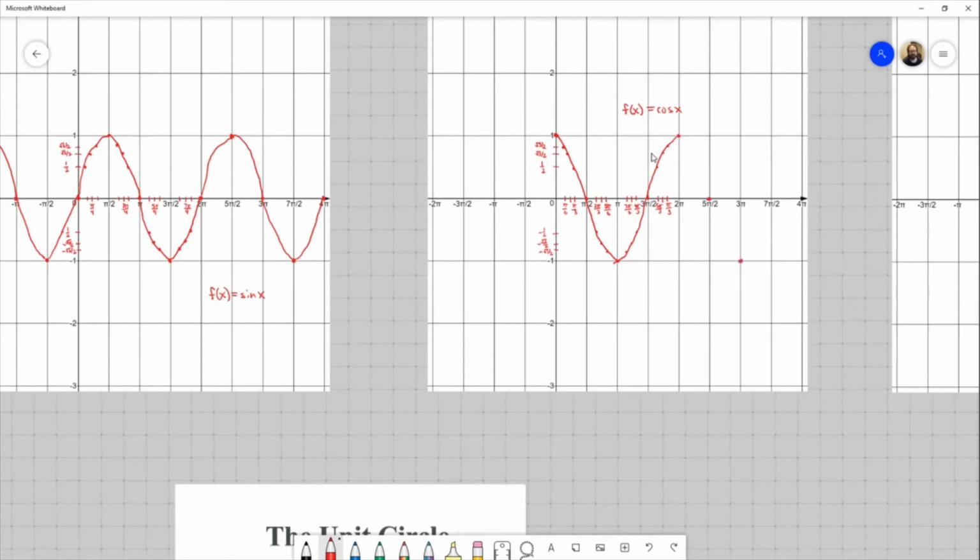So we drop down to 0 over the first pi over 2, drop down to negative 1 over the next pi over 2, back up to 0 over the next pi over 2, and then up to 1 over the last pi over 2. So we get another full period of our graph of cosine.